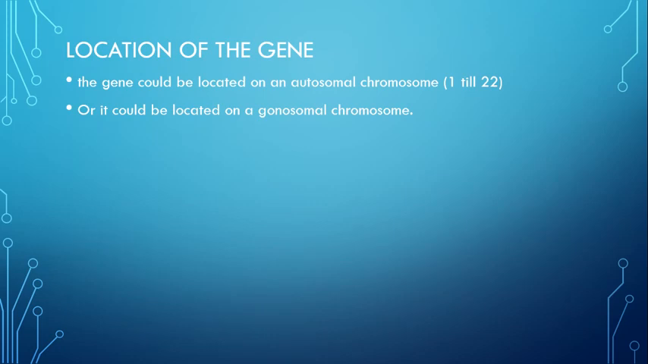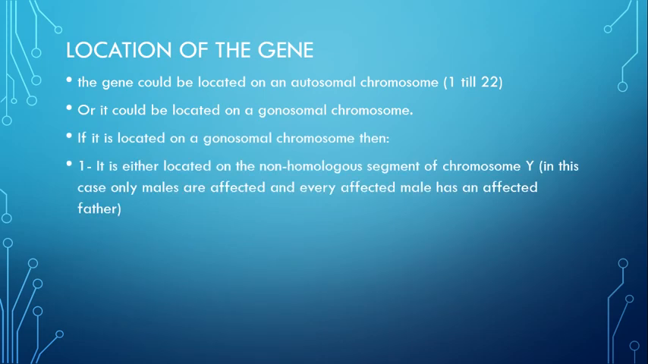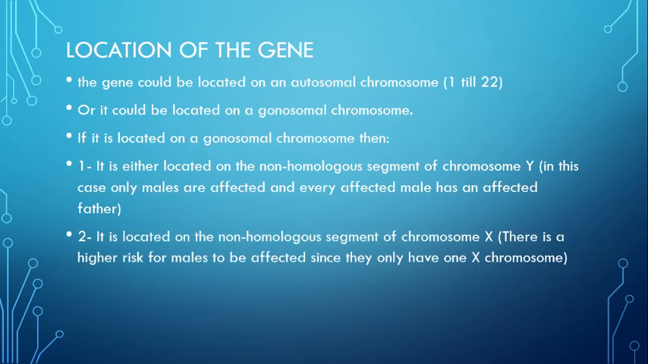Or it could be located on a gonosomal chromosome. That is to say, it could be located on the non-homologous segment of chromosome Y, and as I said before, in this case only males are going to be affected because only males have the Y chromosome. Or, in the case of sex-linked genes, the gene can be located on the non-homologous segment of chromosome X. And in this case, of course, the risk is higher for males to be affected because they only have one X chromosome.